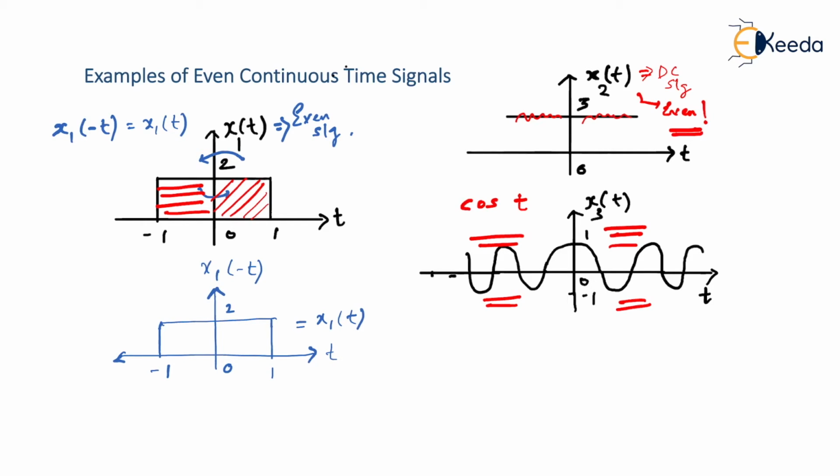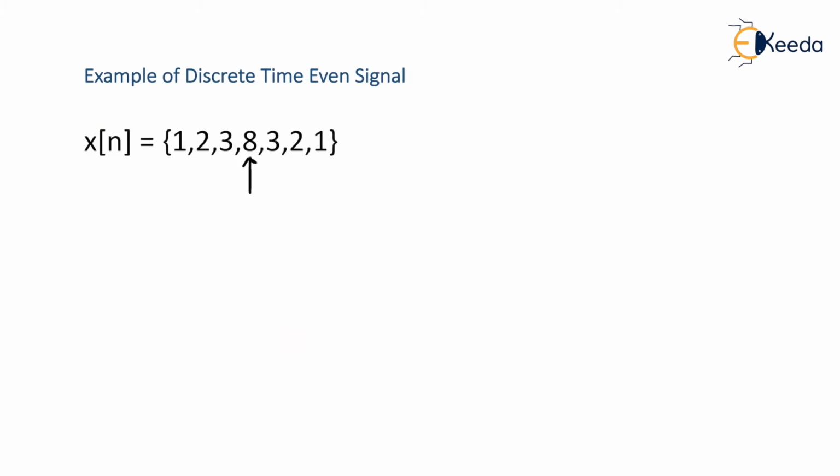In fact, you should know that cos of minus theta is cos theta. Is that right? So this is quite analogous to this property: x of minus t, if it happens to be x of t, then the given signal is said to be an even signal. So I'm sure now by observation you can identify whether the given x of t is an even signal or not. Let us see an example of a discrete time signal which is considered to be an even signal.